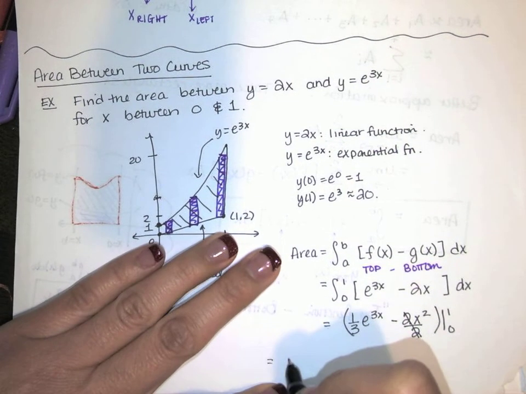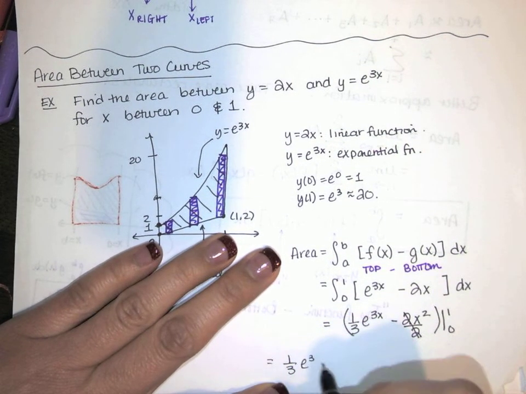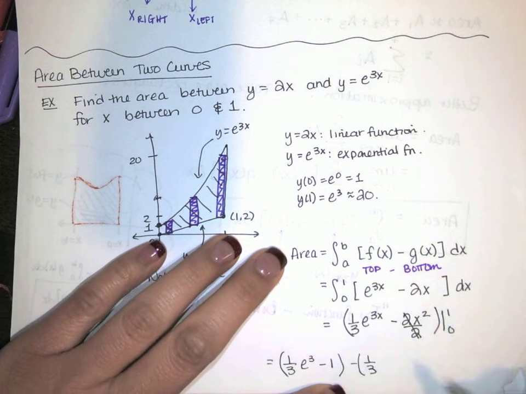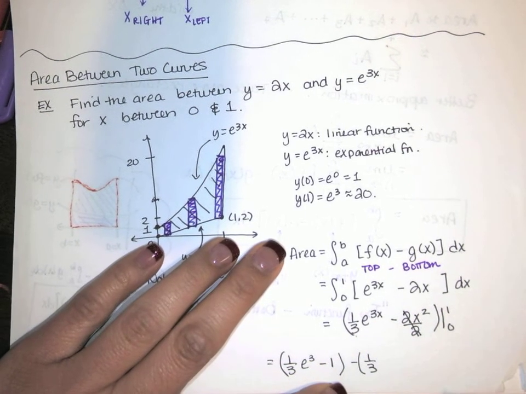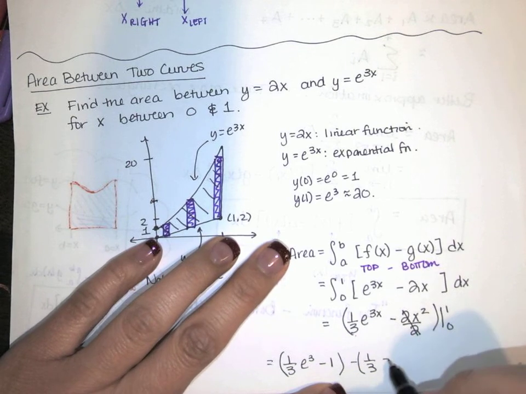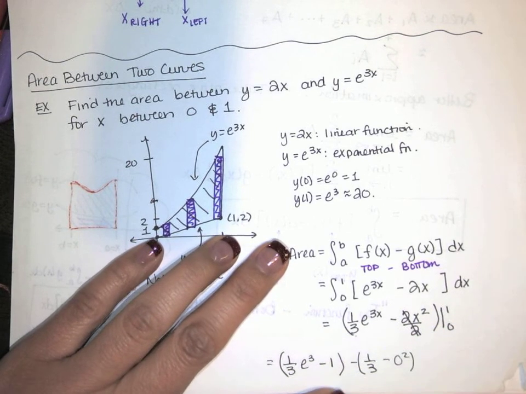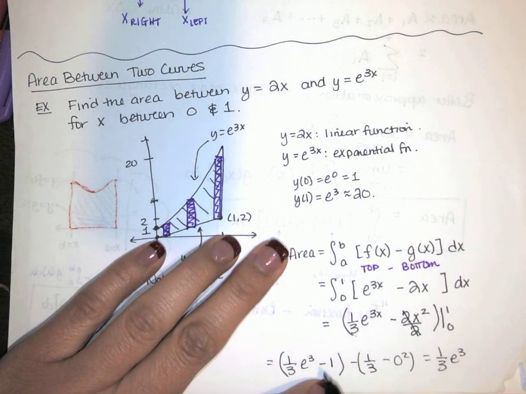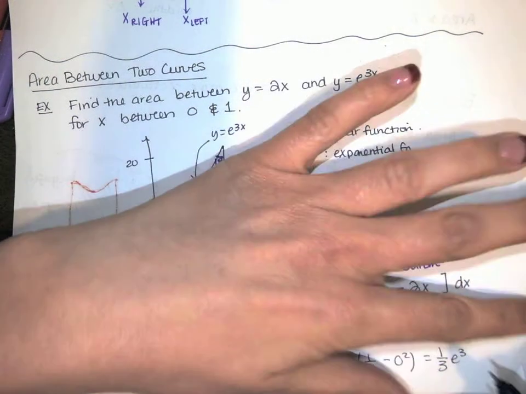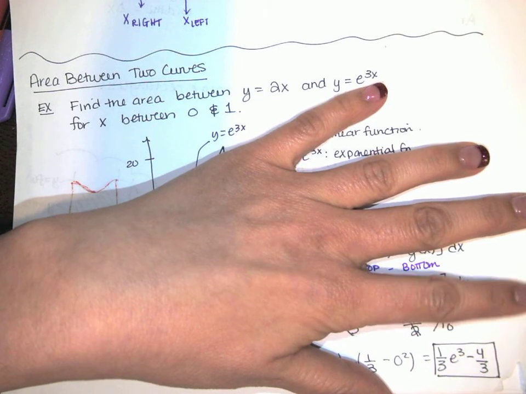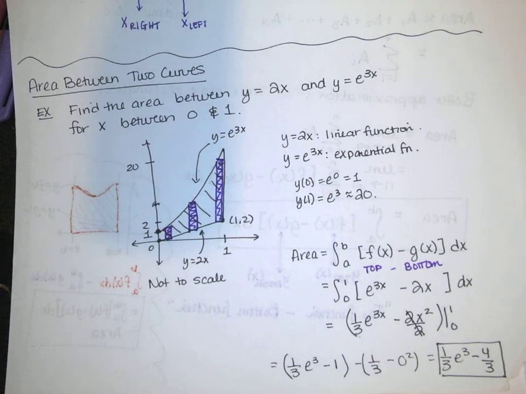And when I substitute in 1, I get this. And when I substitute in 0, I get this. 1/3 times e to the 0, that's 1/3 times 1, which is 1/3. And then minus 0 squared, which is clearly 0. So I've got 1/3 e cubed, and negative 1 minus 1/3 is negative 4/3. You could get a common denominator if you want to, but you don't have to. So that's the area between those two curves.